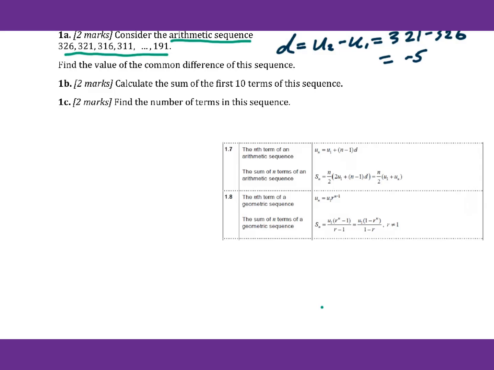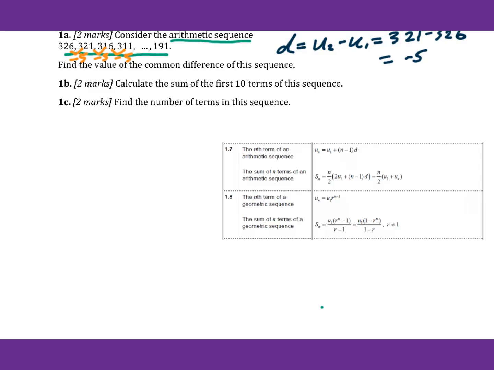Or you can use this. You keep subtracting 5 to get the next term. That's the reason negative 5 is the common difference of this arithmetic sequence. Let's go to 1b.